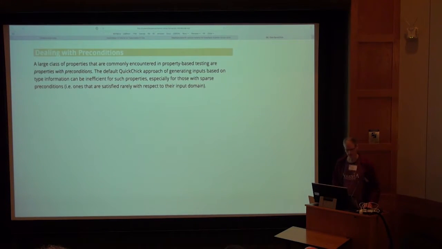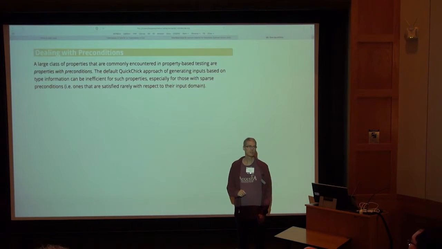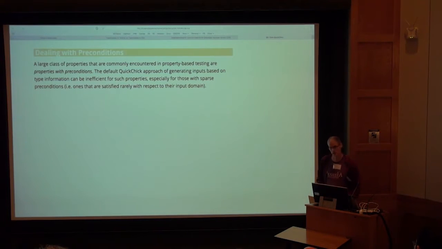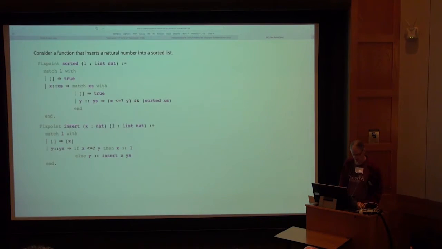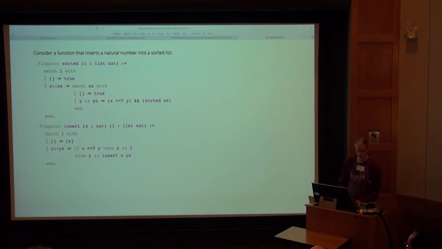Next topic. The properties that we've been writing down have been pretty simple. When you try to test more complicated properties, things can get more interesting, and in particular, when you're testing properties that look like implications, where the left-hand side of the implication is seldom true, you can run into problems. So let's see an example.